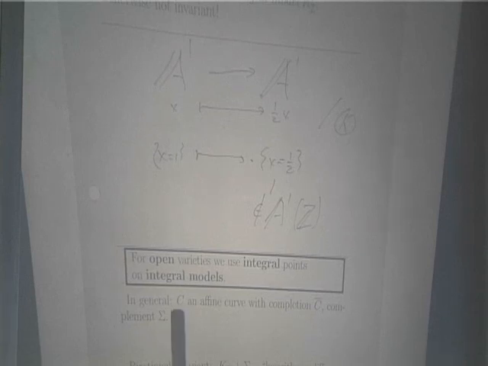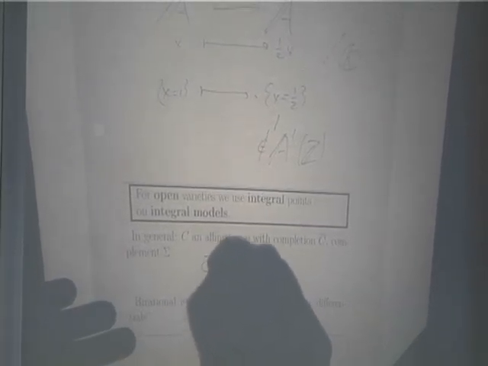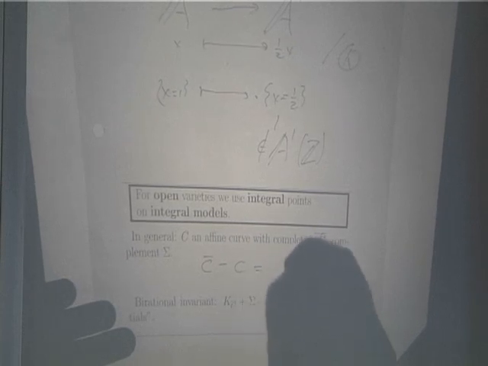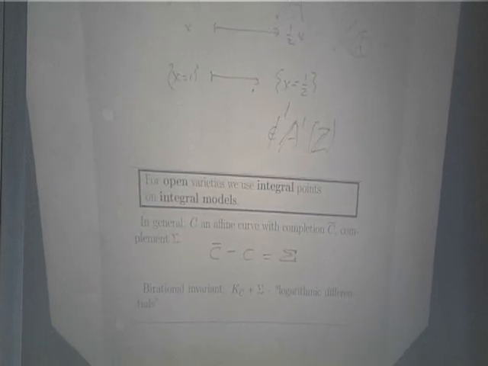What I want to point out: if C is an affine curve with completion C bar, I'll use the terminology sigma for whatever is left over, C bar minus C equals sigma. This is the set of points that we throw out. Probably Chinkel used another terminology, but I forgot to check it out.